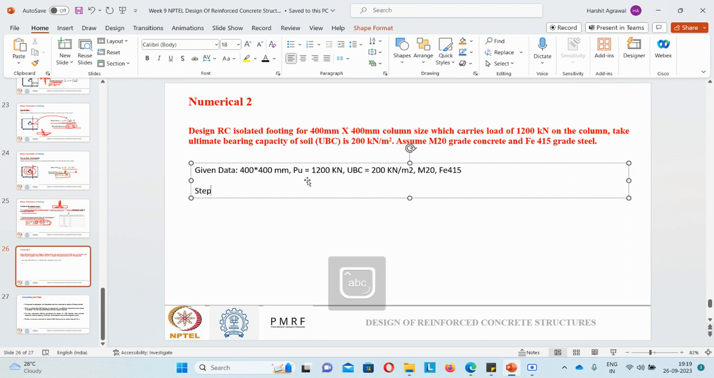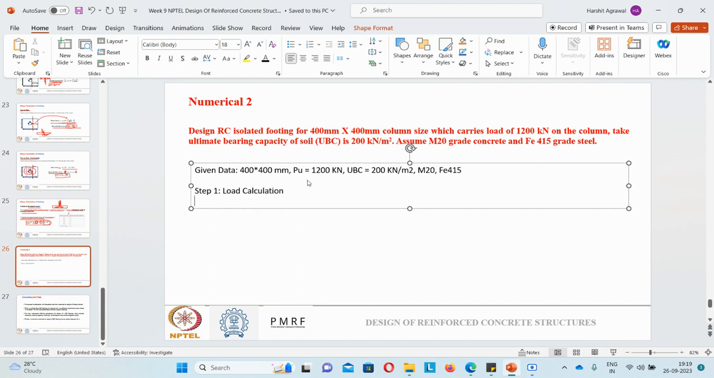So step one will be my load calculation. Okay, why? So just see. Since it is given to us ultimate bearing capacity, if it would have been given to us as the safe bearing capacity, then we would have taken unfactored load. But since ultimate bearing capacity is given, we need to take factored load into account. Okay, either you can go or you can calculate safe bearing capacity. Safe bearing capacity is nothing but ultimate bearing capacity divided by factor of safety, which is nothing but 1.5.